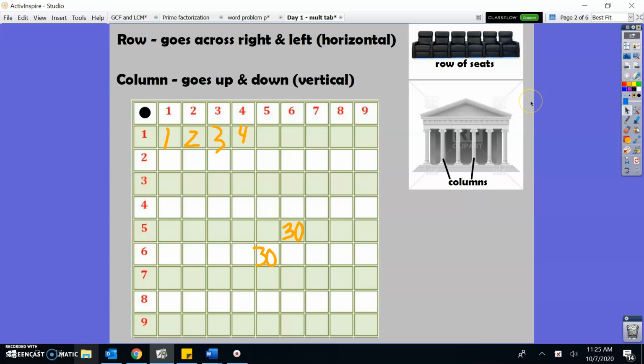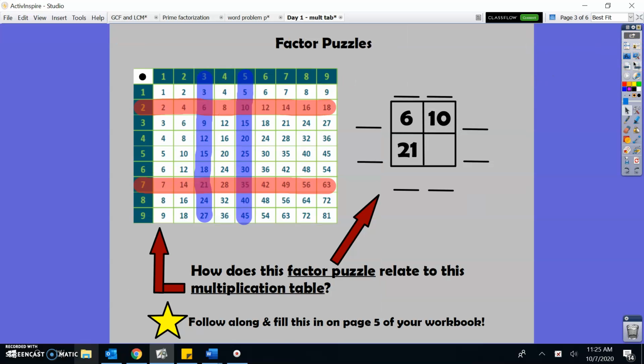I'd like you to get out your math workbook at this time. If you need to pause the video, that's fine, and open it up to page 5. So on page 5, you're going to follow along with me and you're going to fill in everything correctly. So on page 5, you should see two tables. You should see table 1 with multiple colors, and you should see table 2 with multiple colors.